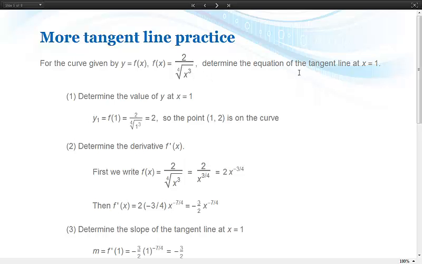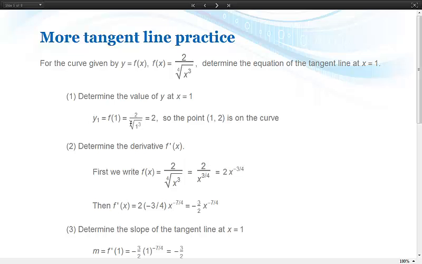We want to determine the equation of the tangent line at x equals 1. Well, let's go through the steps carefully. First, we need a point, so we want to get the y value associated with x equals 1. Well, I simply plug in 1 to my function.